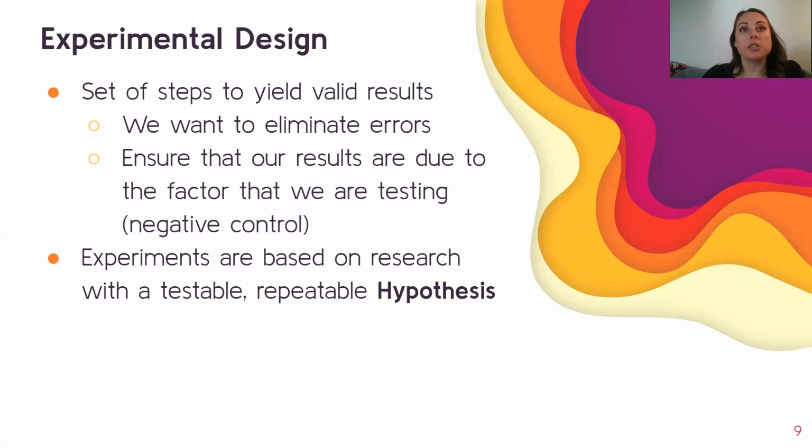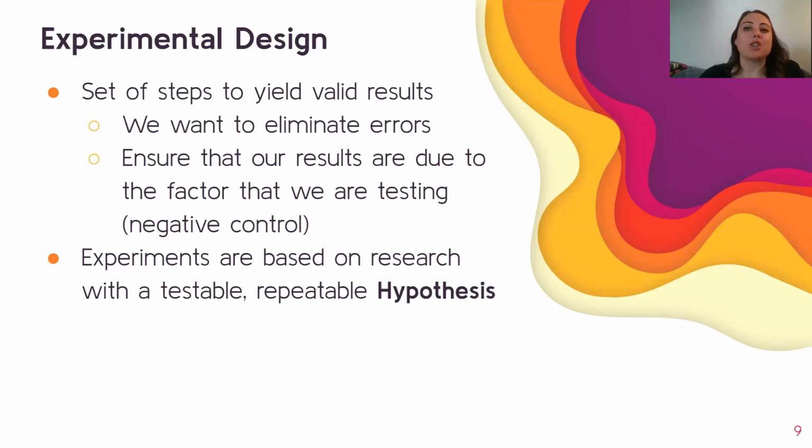We want to eliminate errors, and we want to make sure that our investigation is due to the factor that we're testing, not something else. So for example, if you were growing a bunch of plants in light, in different colors of lights, and some in the dark, you want to make sure that your plants aren't growing because you gave one of them a lot of fertilizer and you didn't give the rest fertilizer. We want to make sure that our plants are growing due to the light and not due to some other factors, such as the presence of a hormone or the presence of fertilizer, something along those lines.